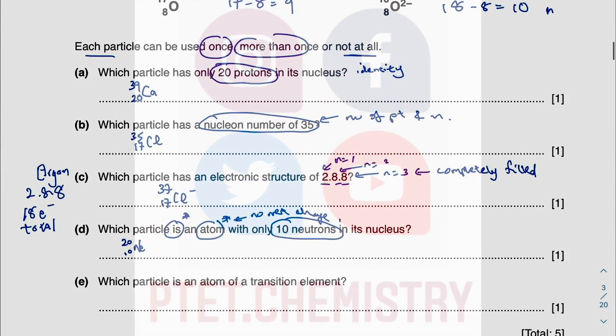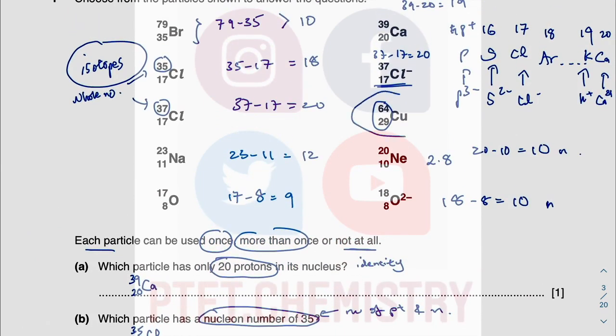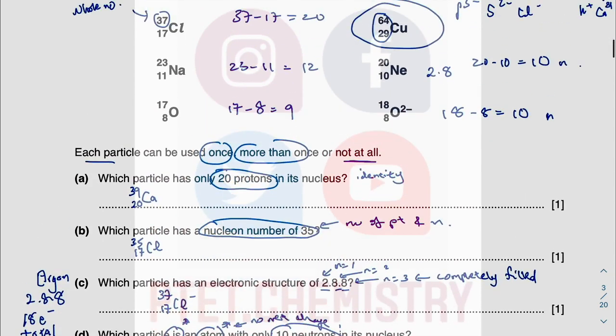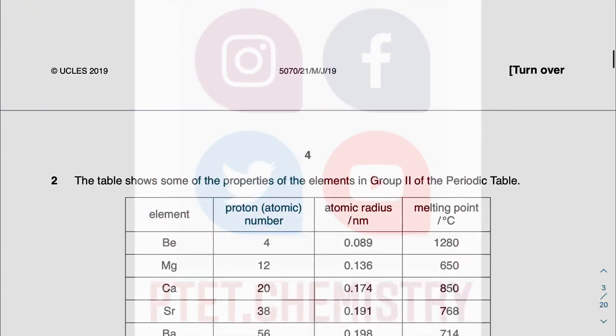Next bit, they want to know which one is a transition element. Very obvious is the copper, because that's from the transition element block. So 64, 29, copper. Nice and easy 5 marks there to begin with.